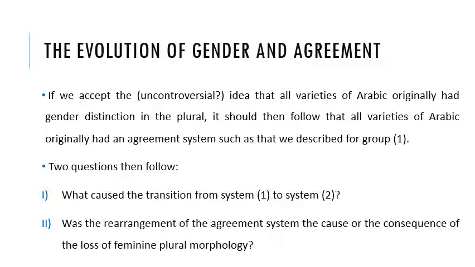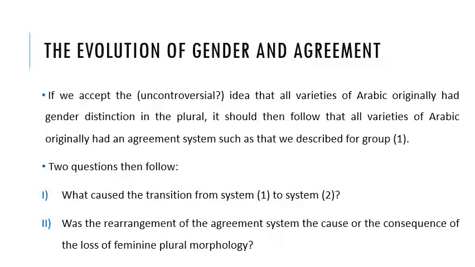My point then is that all varieties of Arabic started out with a tripartite agreement system where masculine plural morphology was exclusively reserved for human male subjects, while feminine plural morphology served all other types of plural. Then some varieties retained this system up to this day, while other varieties evolved, losing feminine plural morphology and undergoing a radical rearrangement of their agreement system.